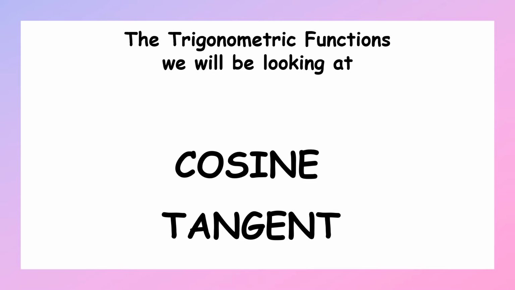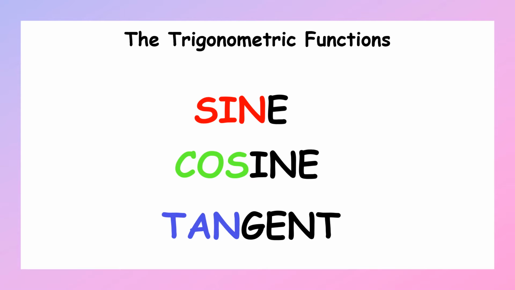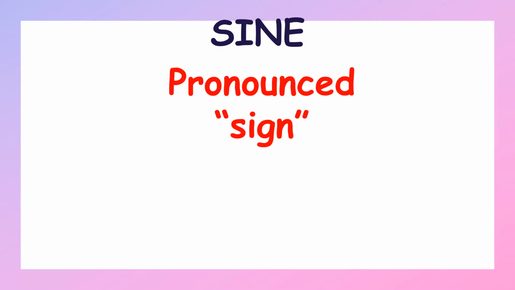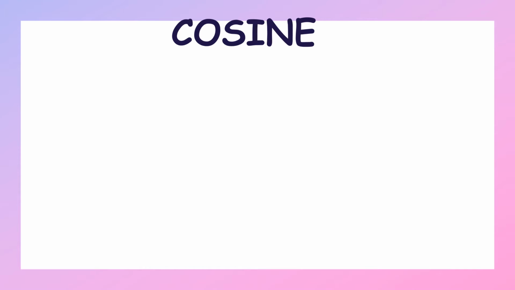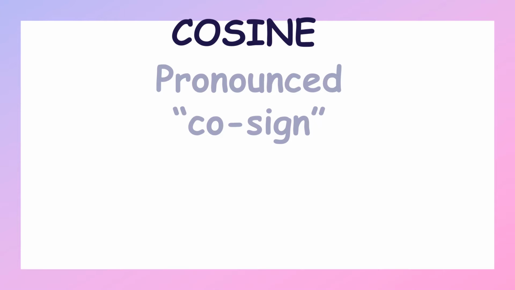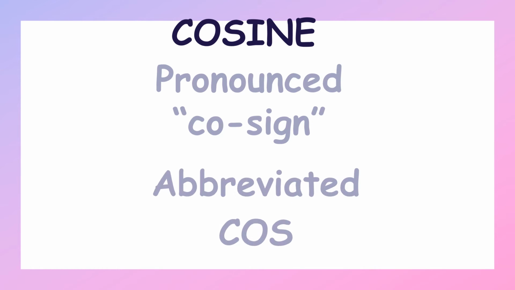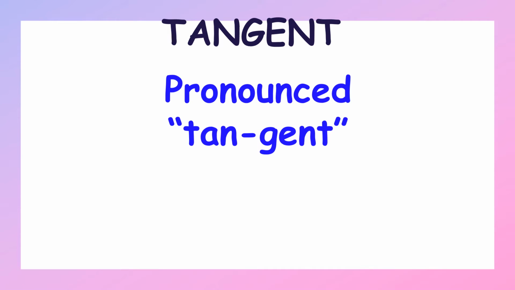The trigonometric functions we will be looking at are sine, cosine, and tangent. Sine is abbreviated SIN, cosine is abbreviated COS, and tangent is abbreviated TAN. Sine is pronounced like you're going to sign a piece of paper. Cosine is like cosign on a house, cosign on a loan. And then tangent, you have a tangent.